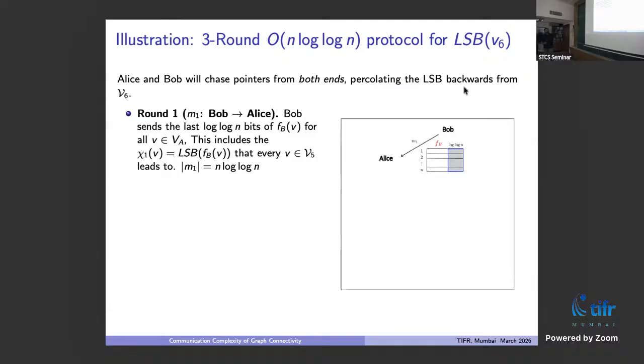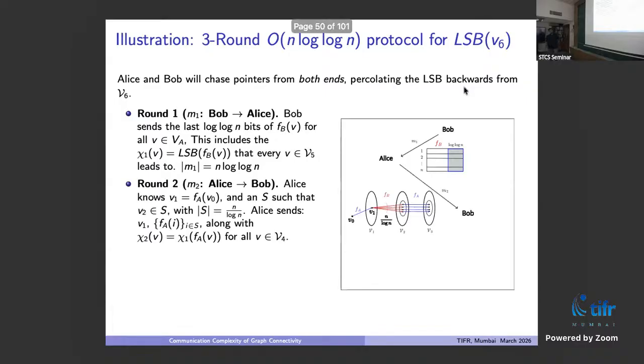Let's just stick to the forward chain. This is the forward part. I will describe the second part later. So clearly he does this for every vertex. He's giving a partial description of his function for every vertex. So that's n times log n bits per vertex, which is n log n bits. Now, what does Alice do with this information?